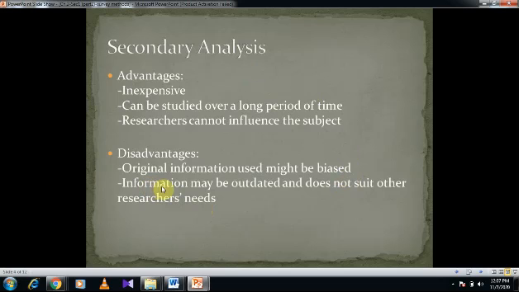Second point is that information may be outdated and does not suit the other researchers' needs. The info that I'm reading might be outdated. The results might be applicable, for example, 20 years back, but I cannot use it now.